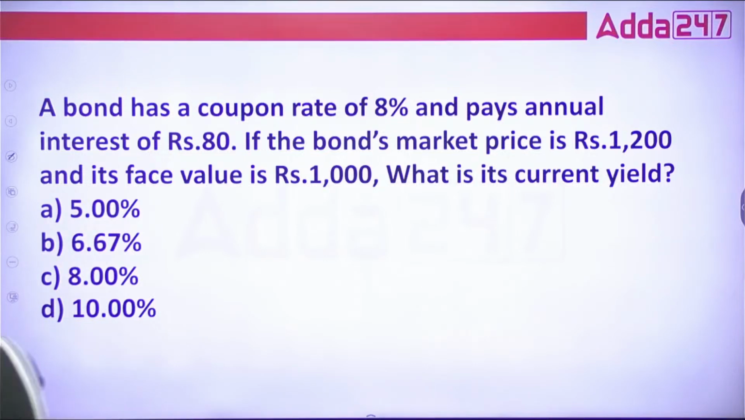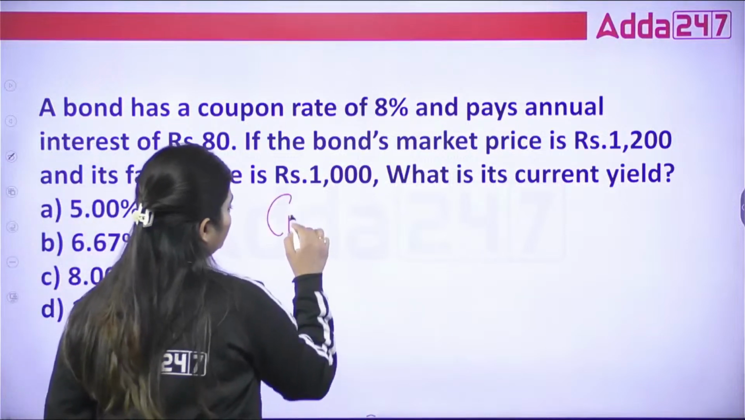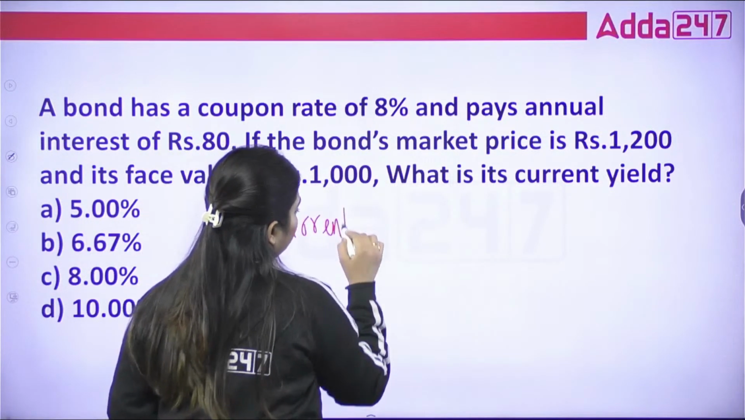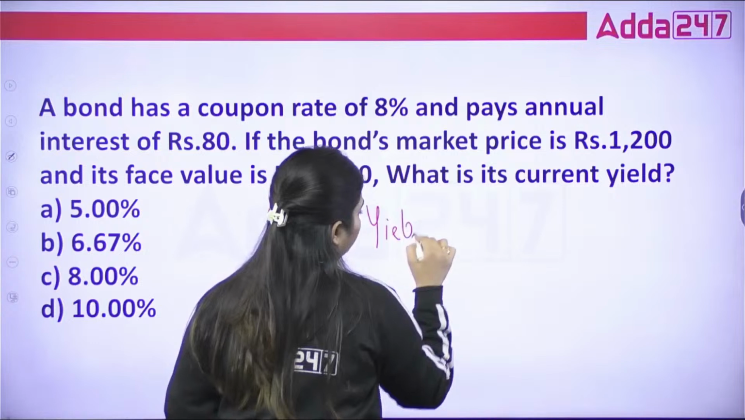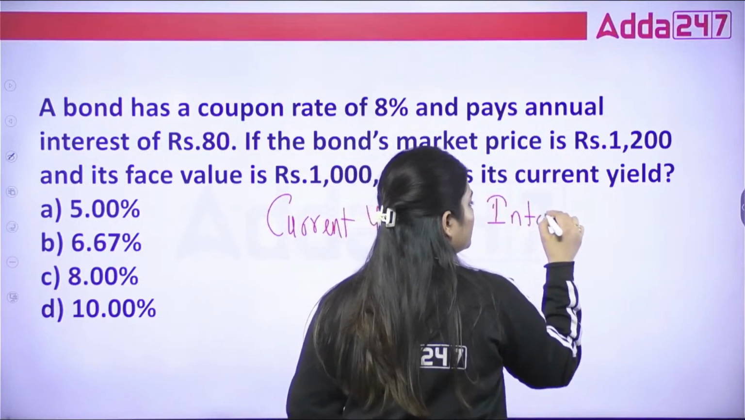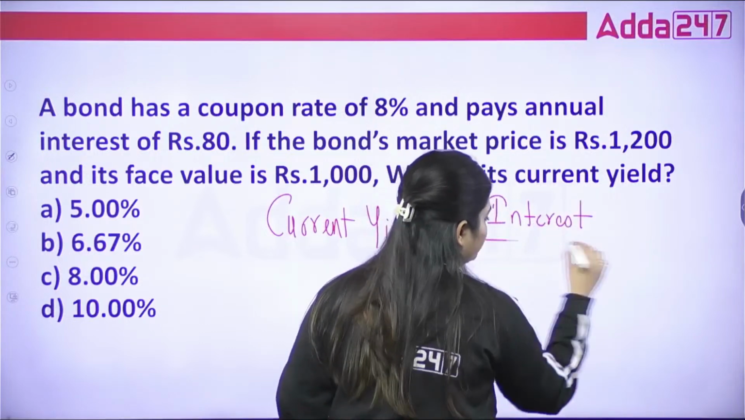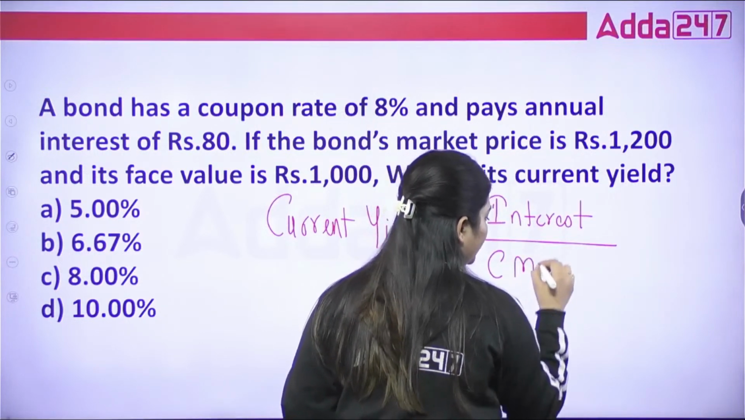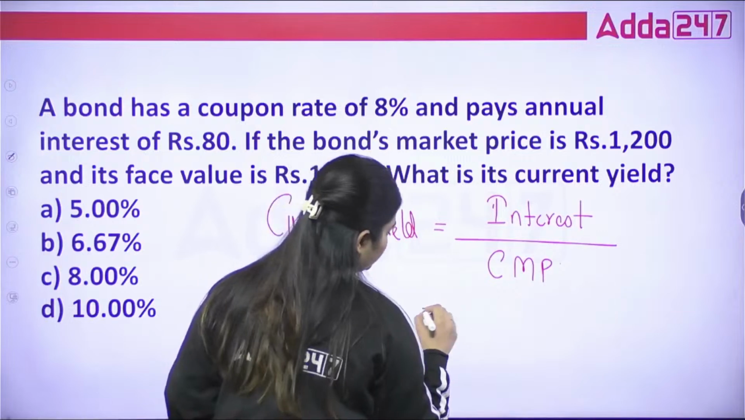What is the formula for current yield? I hope you must know about this. Current yield is equal to your interest ticket divided by your current market price. So what is your interest amount?